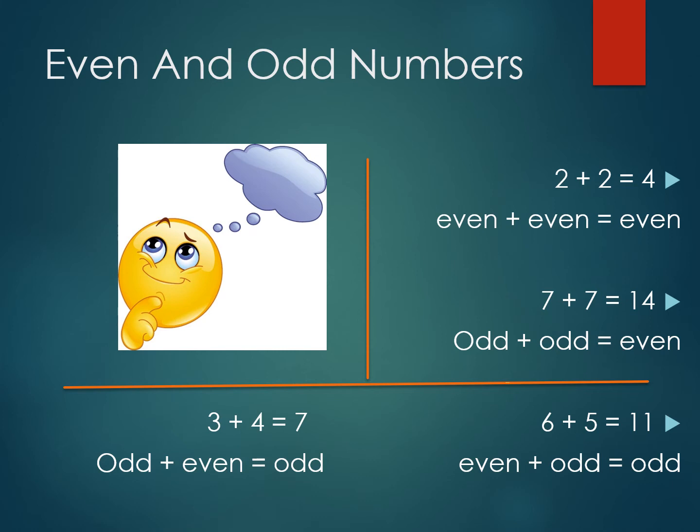6 plus 5 equals 11. 6 is an even number, 5 is an odd number, 11 is an odd number. So even plus odd equals odd. So when we add an even number and an odd number, the answer will be an odd number.